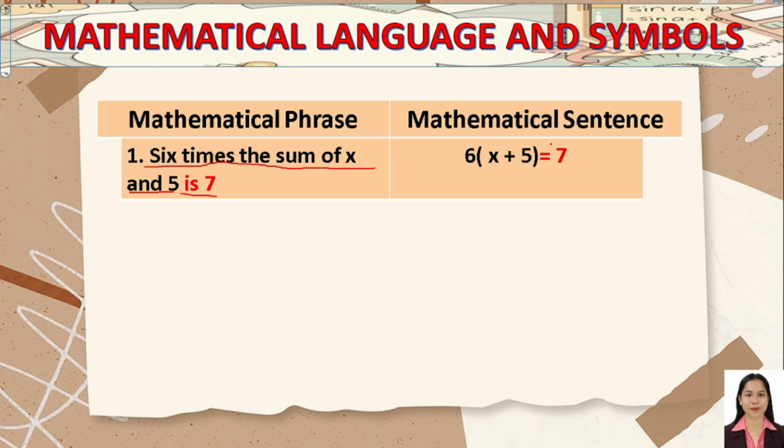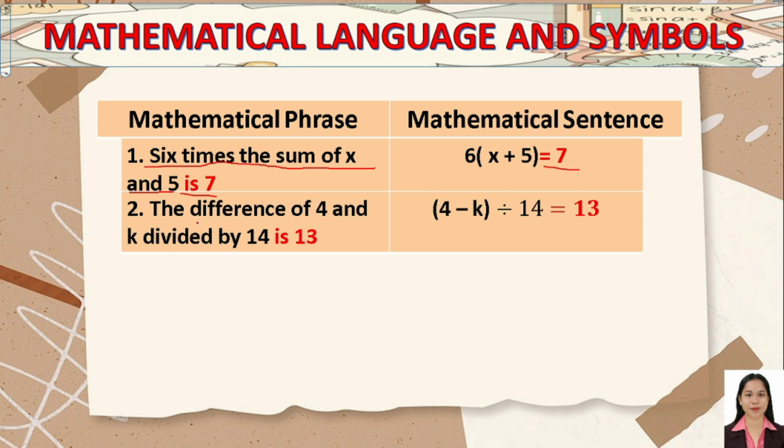Okay? So we have equals 7. Then the difference of 4 and k divided by 14. It has no complete thought if we do not include is 13. But since this is a mathematical sentence, we have is 13, so equals 13. So it is a complete thought as well.